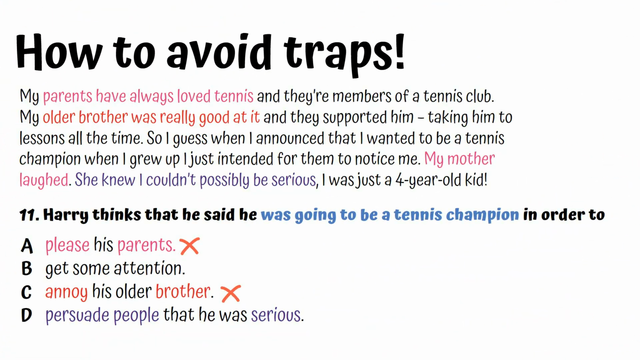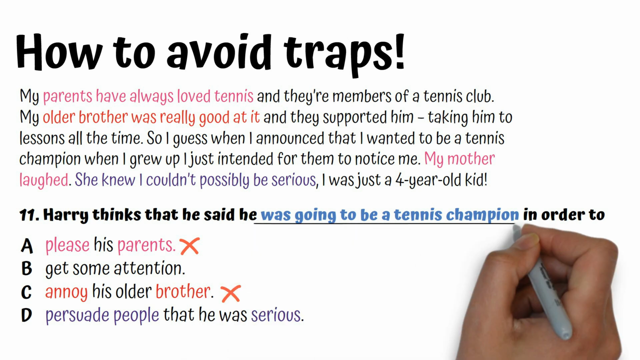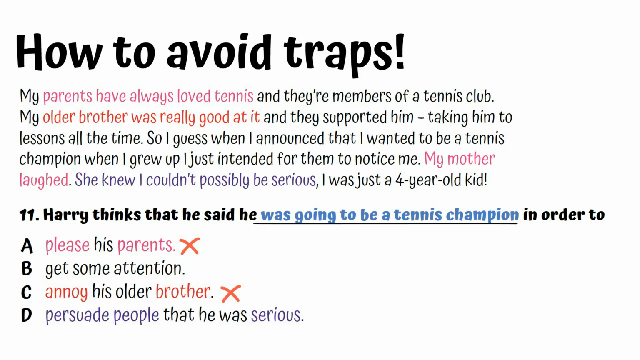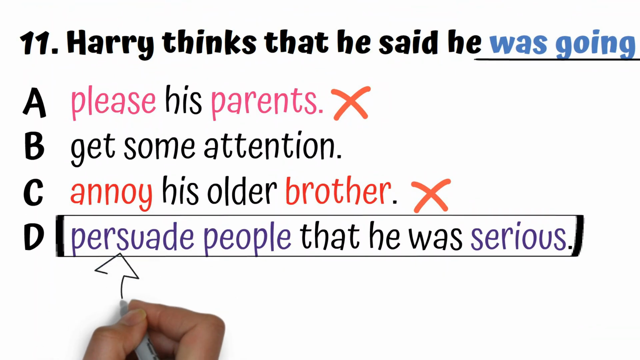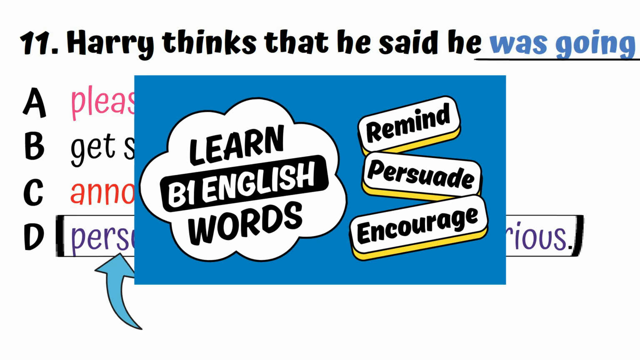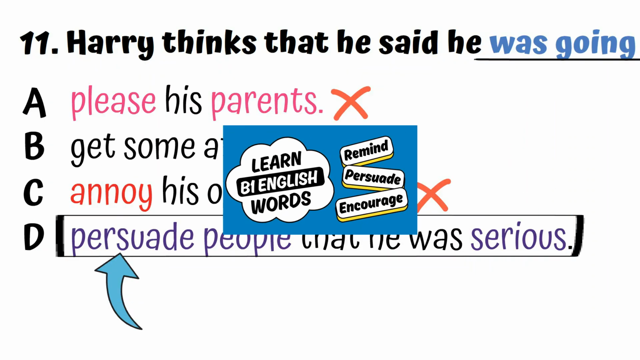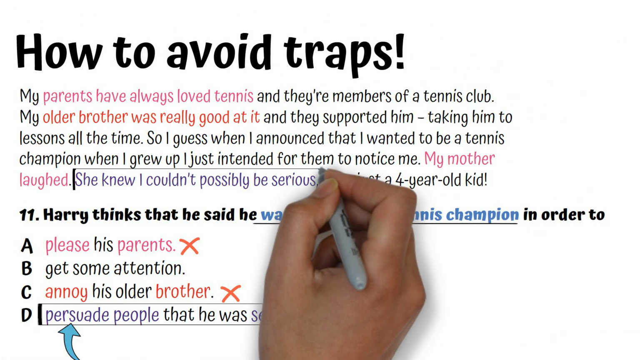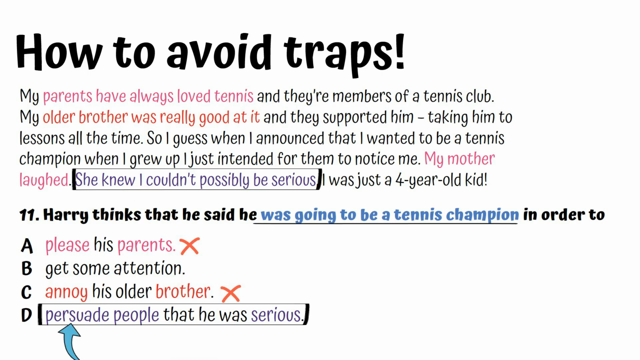Let's look at another answer. Was Harry going to be a tennis champion to persuade people that he was serious? Again, if you are not sure what words like persuade mean, make sure to watch this video. Please see the link in the description below. The text says that his mother knew he couldn't possibly be serious.